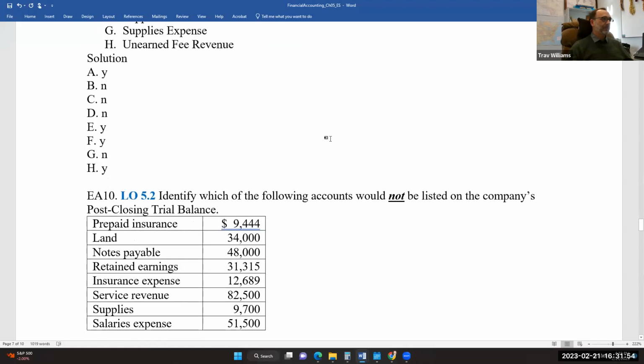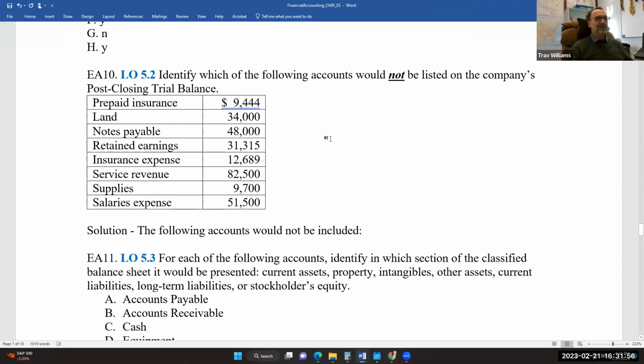Okay, despite my fuzzy brain and the door slamming over and over and over, it's like every 30 seconds, it's slamming. Okay, moving on to exercise 10.